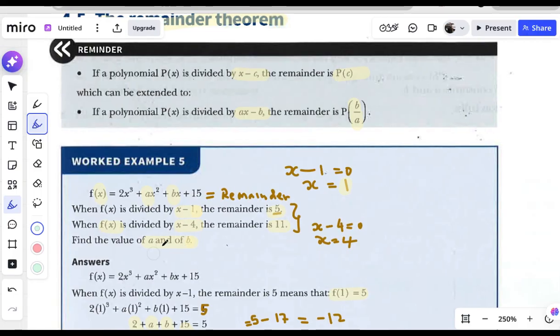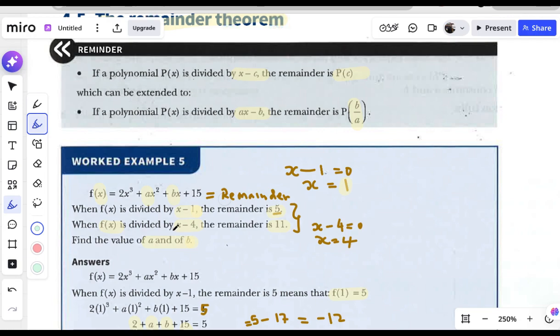Okay, here's a question. You say f of x equals 2x raised to power 3 plus ax squared plus bx plus 15. This is a polynomial that has been given to us. Now, when f of x is divided by x minus 1, the remainder is 5. And when f of x is divided by x minus 4, the remainder is 11. Find the value of a and b. So they're asking us to solve for a and solve for b.